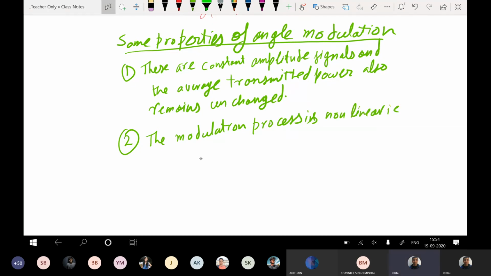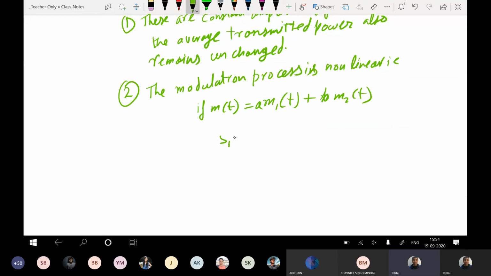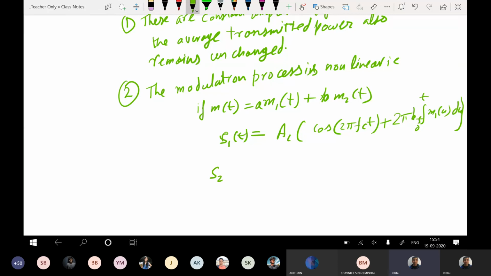That is, if m(t) equals m1(t) plus m2(t), with a and b as constants, then s1(t) equals Ac cos(2π fc t plus 2π kf times the integral from 0 to t of m1(τ) dτ), or m1(u) du, whichever way you want to write it.